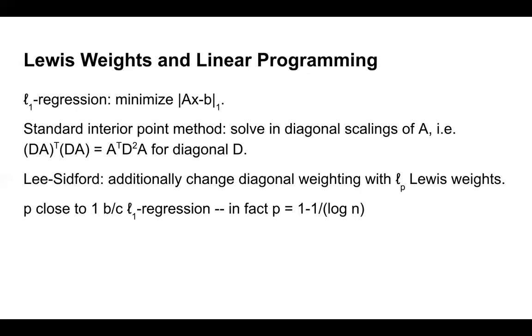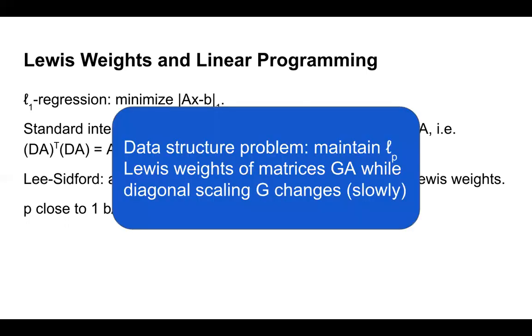Given this, and the fact that we want to maintain all these updates inside our algorithm in sublinear time or implicitly, this leads to the following data structure problem. Let's maintain the LP Lewis weights of matrices G times A while the diagonal scaling G changes slowly, let's say one entry at a time.